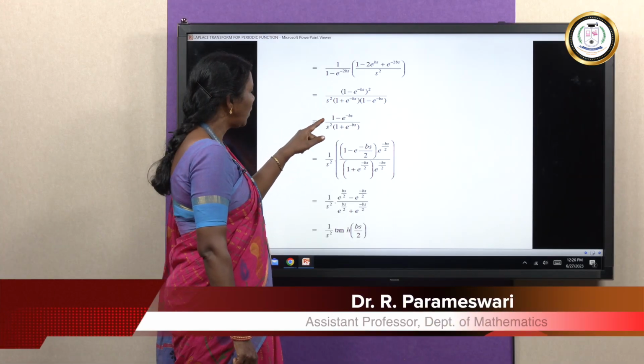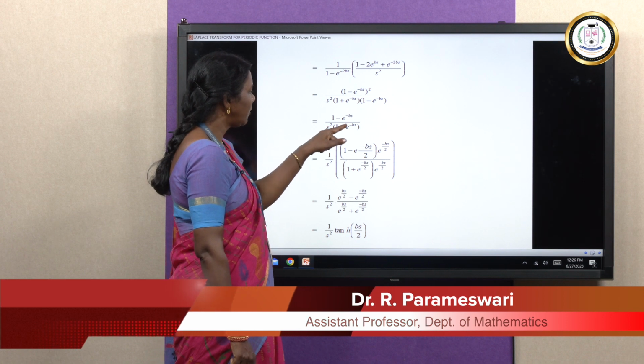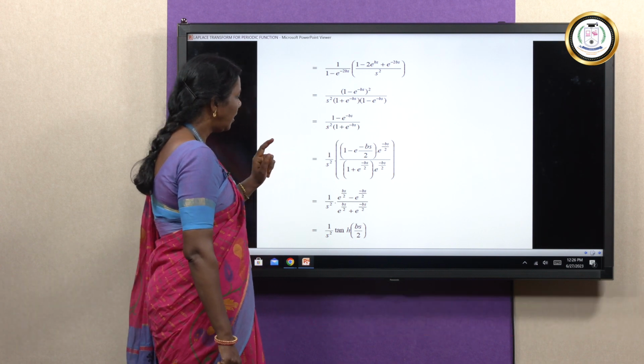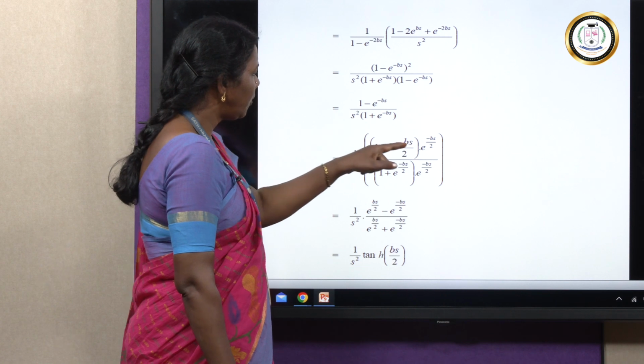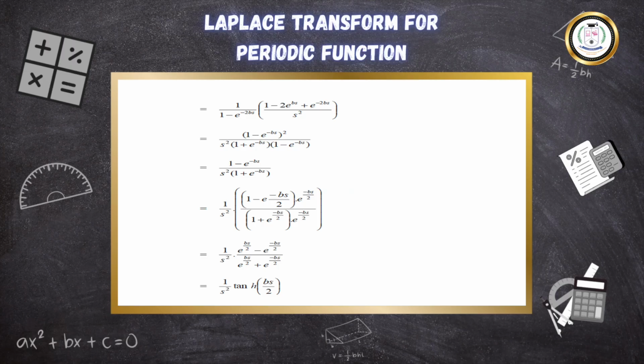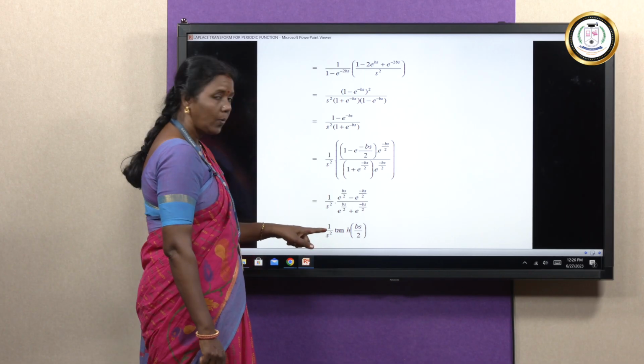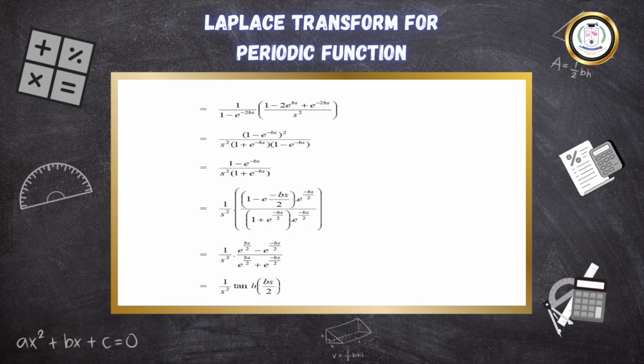So now we have 1 minus e power minus bs by s squared into 1 plus e power minus bs, and here we are taking e power minus bs by 2 common and writing that as 1 minus e power minus bs by 2 into e power minus bs by 2, and similarly here. So these two get cancelled, and now we can simplify this and write it as 1 by s squared tanh of bs by 2.